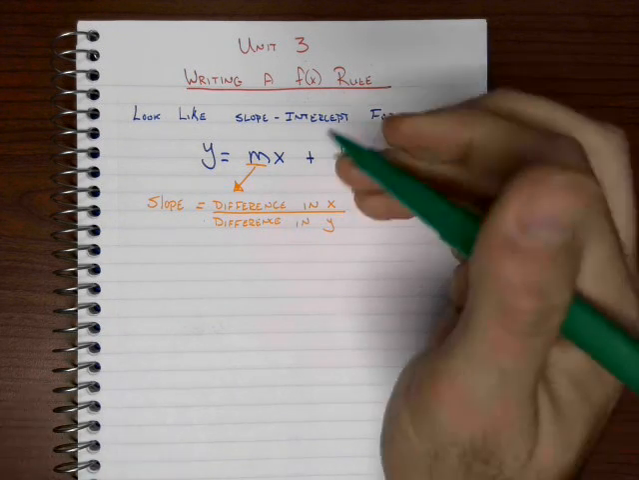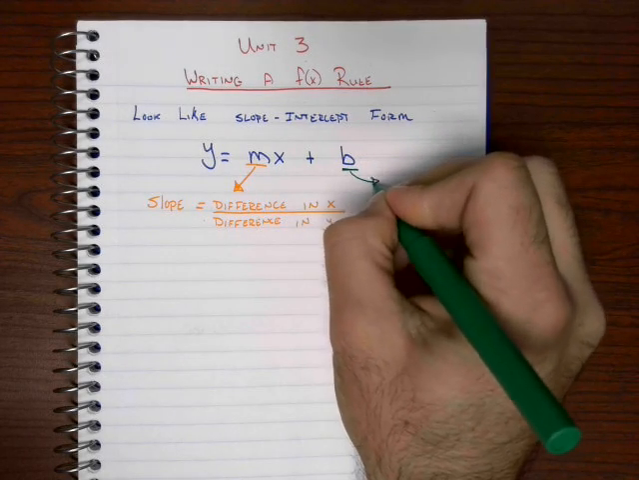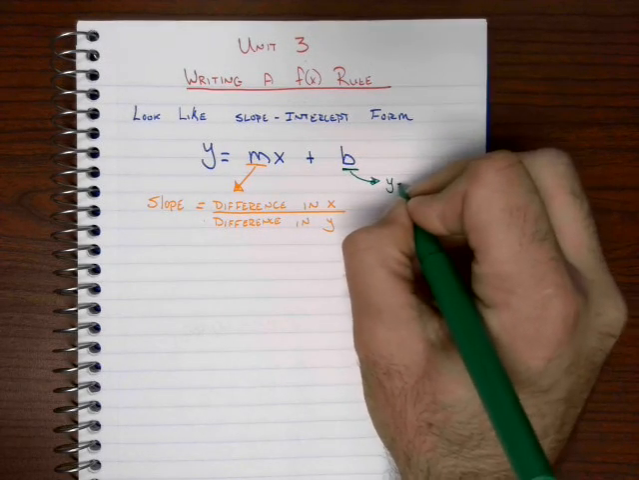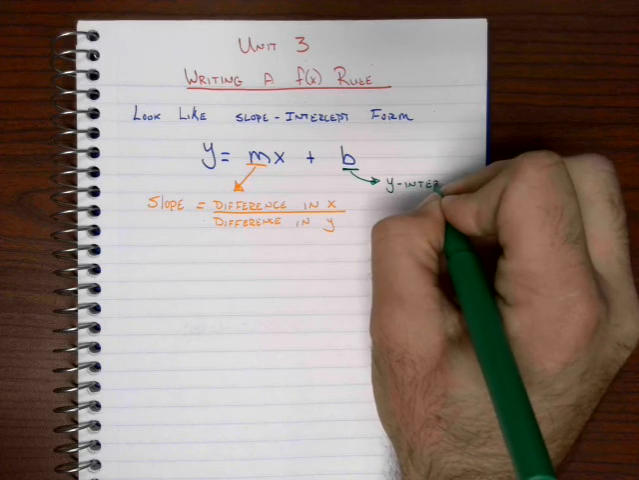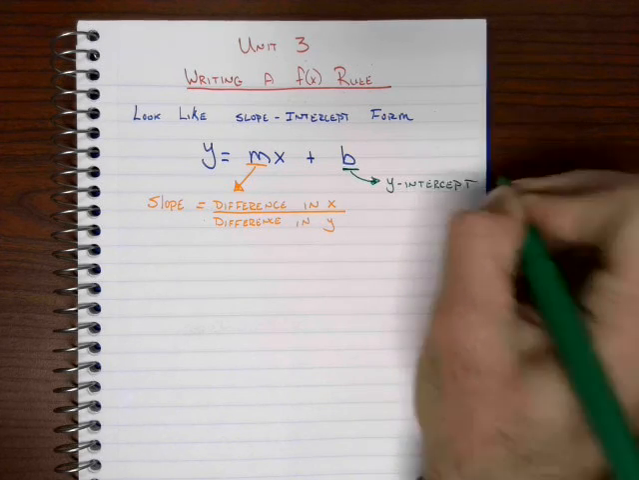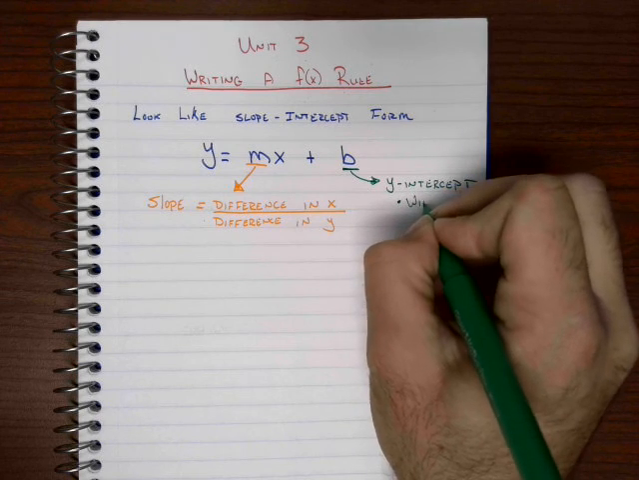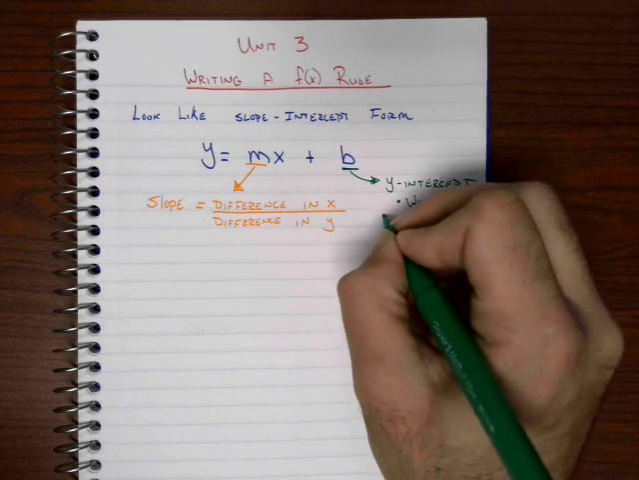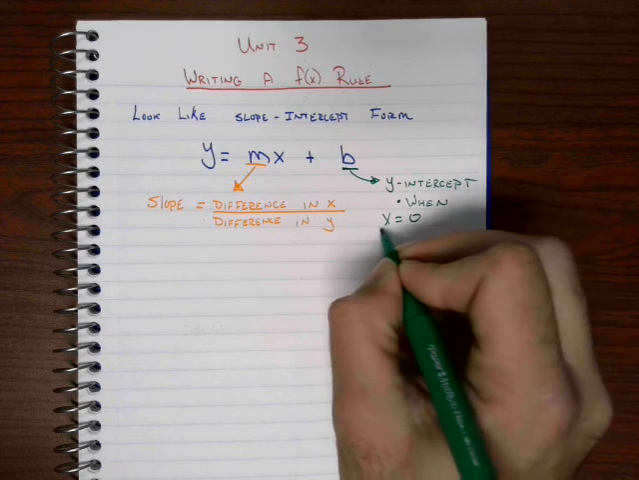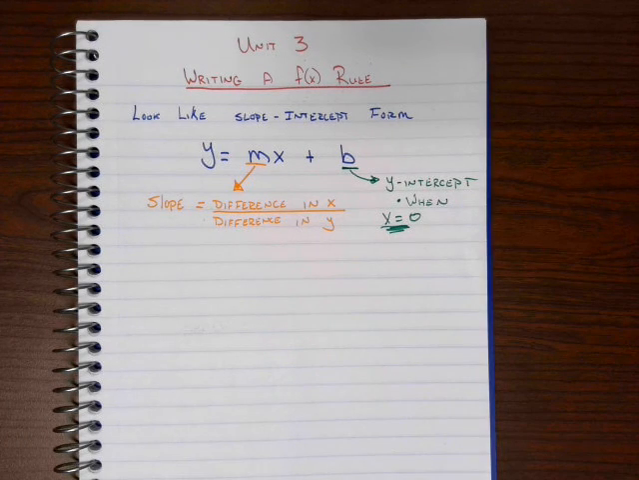Your b, this is the y-intercept. And what is the y-intercept? This is when x equals 0. And I want you to underline x equals 0. So it's when x equals 0.